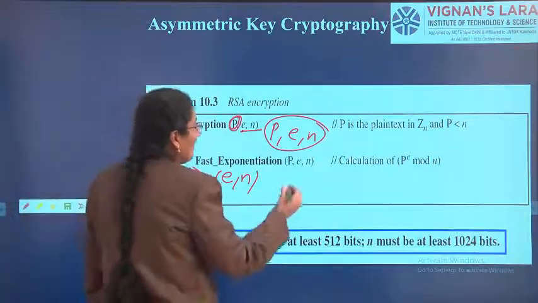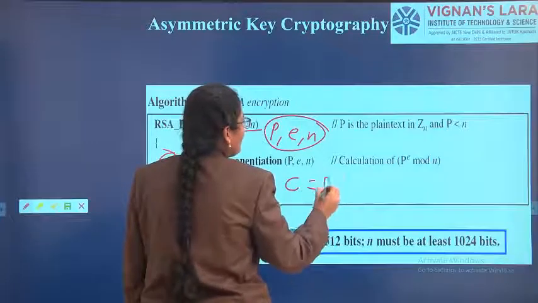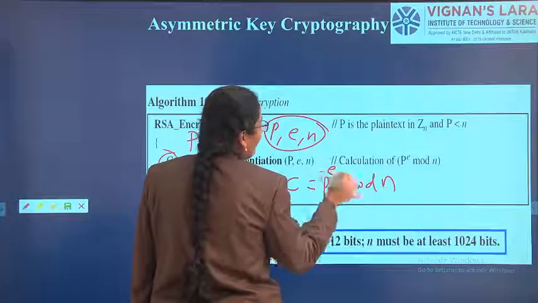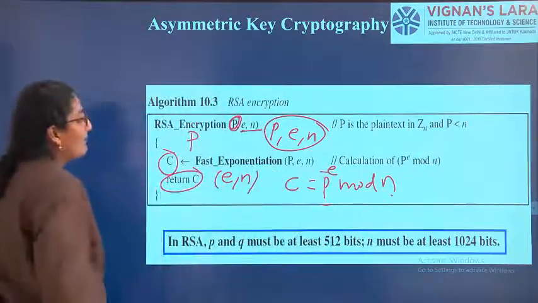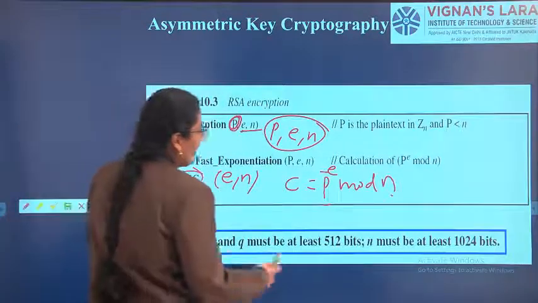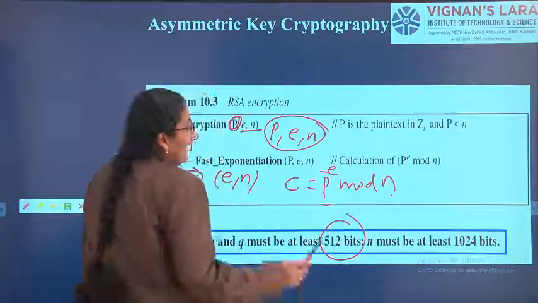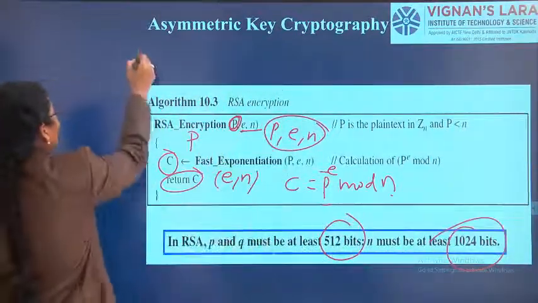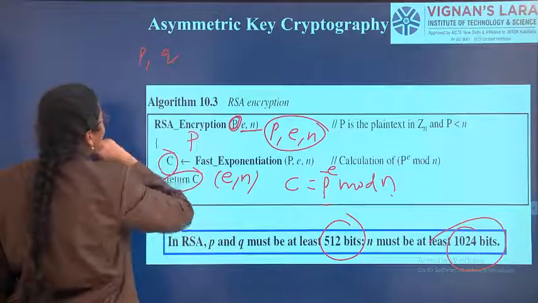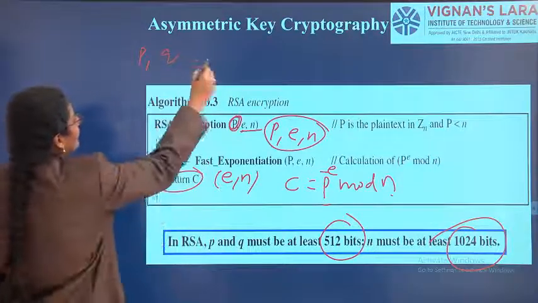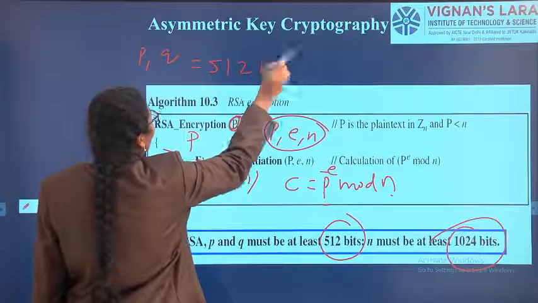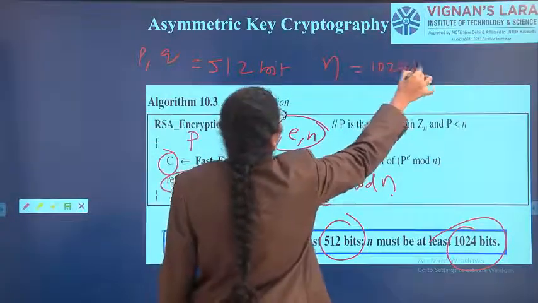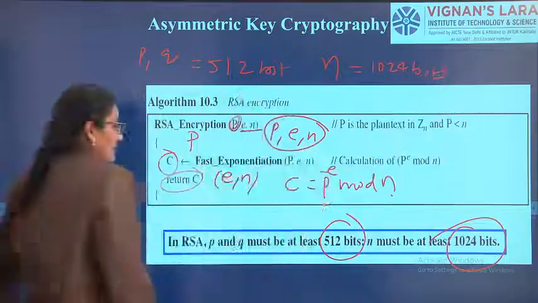So what is the formula? You want the ciphertext, so plain text to the power E mod N, where you know all the values of P, E, N. One more important thing you should remember here: P and Q must be 512 bits and N must be 1024 bits. P should be a large prime number, Q should be a large prime number, the size of each should be 512 bits. And N is an integer, and the size of N should be 1024 bits.